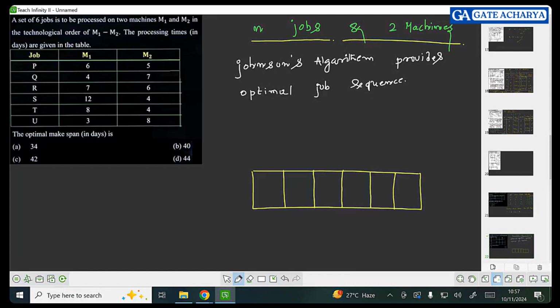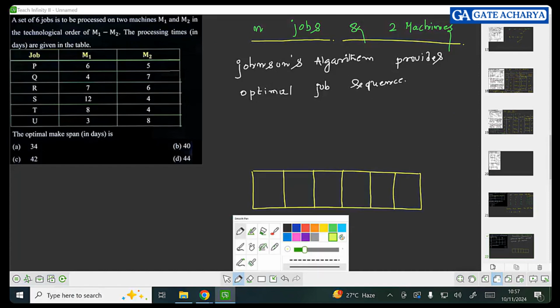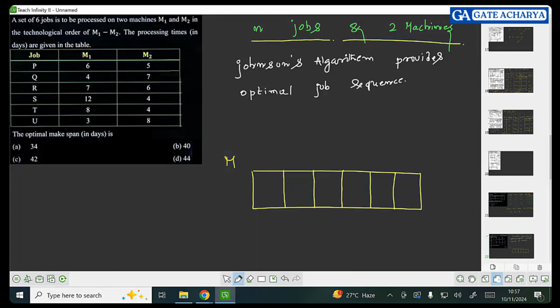Right. Now, whenever two machines are there, you take both machines, one side machine 1 and machine 2. Clear? Right. After that, among all these, they have some processing times. Listen carefully. Among all these, machine 1 has some processing time for each job, machine 2 has some processing time for each job. Right. Now here, select the lowest processing time. Lowest processing time of the job among all these. Which one?